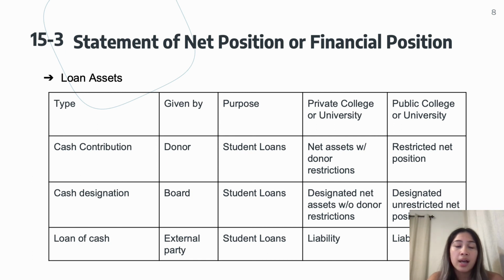On the other hand, if we were to have the board designate a certain amount of cash for the same purpose, a private college or university would classify this as designated net assets without donor restrictions, and the public sector would classify it as designated unrestricted net position. Again, with an external party loaning us the cash for the same purpose, both private and public colleges and universities would classify this as a liability.